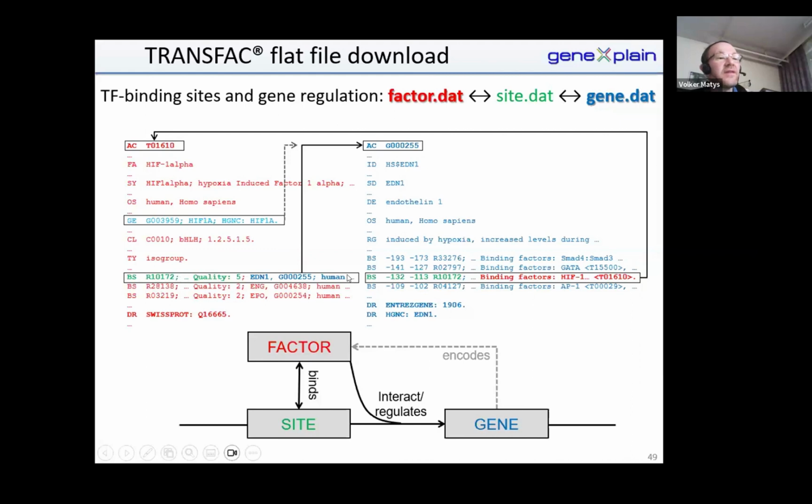In green, the link, but we also provide a shortcut between the factor entry in factor.dat and the gene entry in gene.dat. So you can use this shortcut, but as I mentioned, it's important that the binding site, so this interaction, is only there if we can provide a binding site.